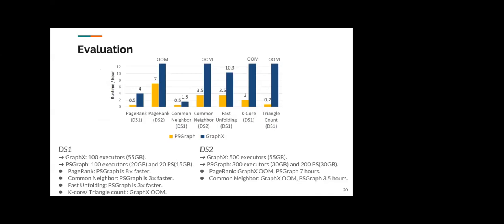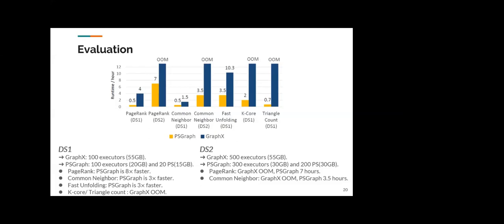When training DS1 dataset, we use 100 executors for GraphX and allocate 55 gigabytes for each executor. We use 100 executors and 20 parent servers for PSGraph. PSGraph is 8 times faster than GraphX on PageRank, 3 times faster on common label, and 3 times faster on fast unfolding. Besides, PSGraph consumes much smaller memory than GraphX. GraphX encounters out-of-memory error on k-core and triangle count, even giving 55 gigabytes for each executor.